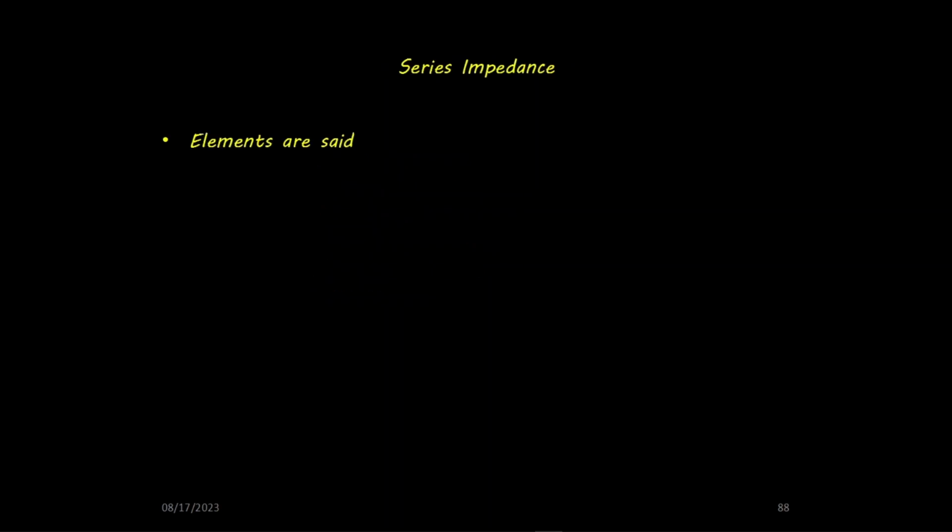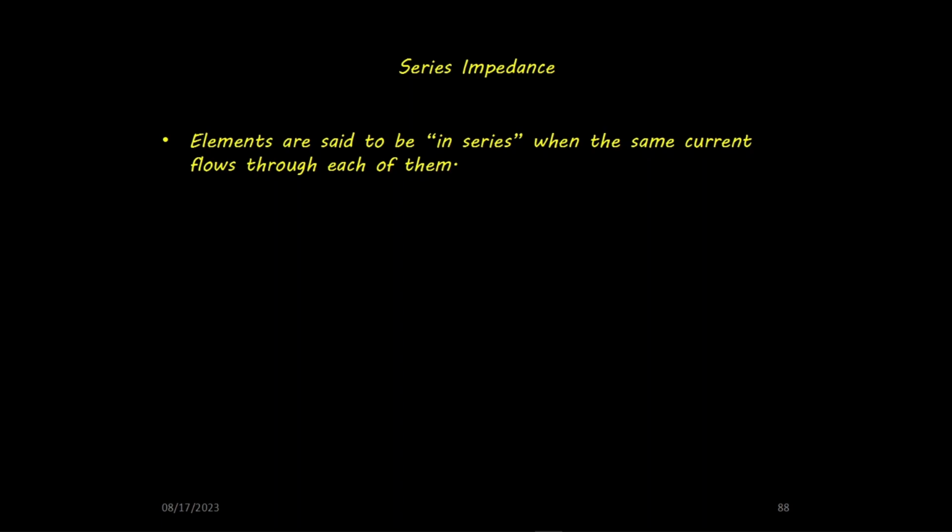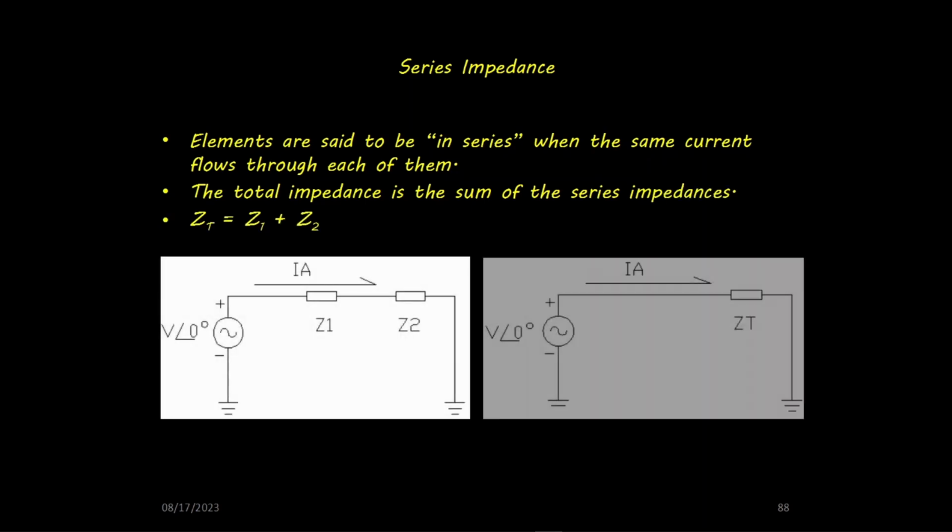Elements are said to be in series when the same current flows through each of them. The total impedance is the sum of the series impedances. The total impedance, Zt, equals Z1 plus Z2.